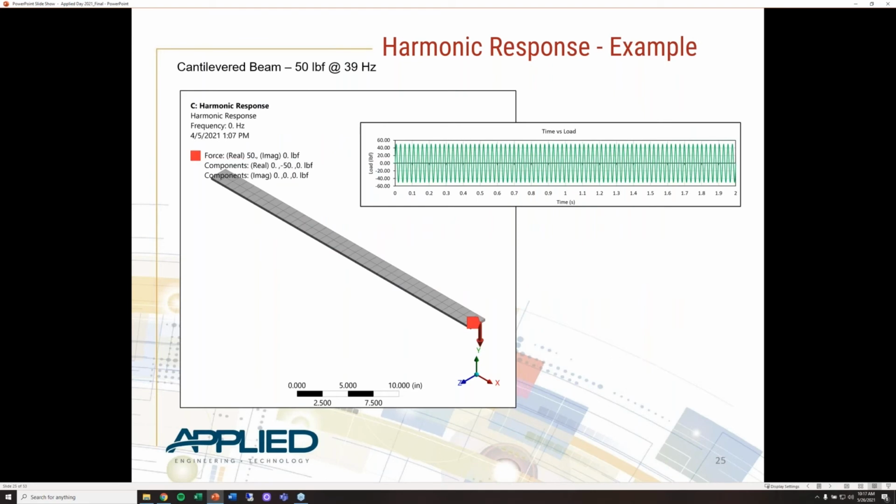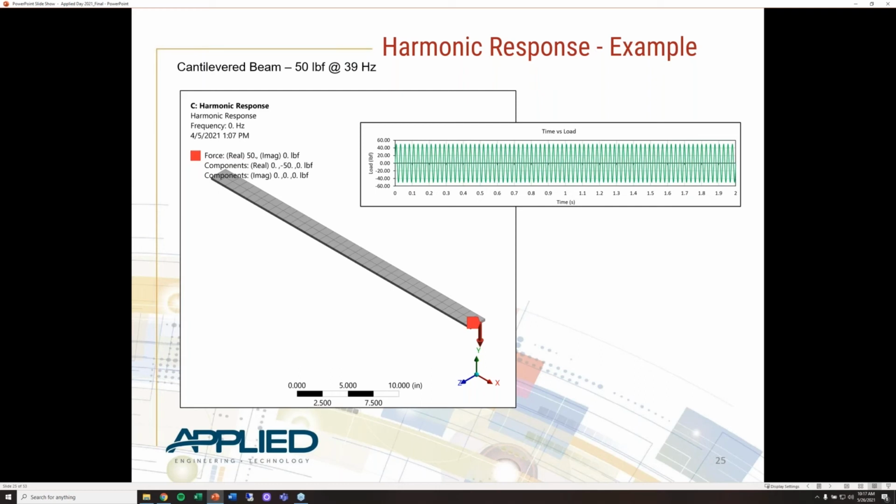We do have an example of a harmonic response, same example as before. We've got that cantilevered beam fixed at one end with the load applied to the other. Here we're going to apply a forced vibration to this cantilevered beam at the end of the beam tip. This load's 50-pound force, and we're applying it at 39 hertz. I'm just focusing on a single frequency here just for simplicity. Again, 50-pound sinusoidal load, 39 hertz.